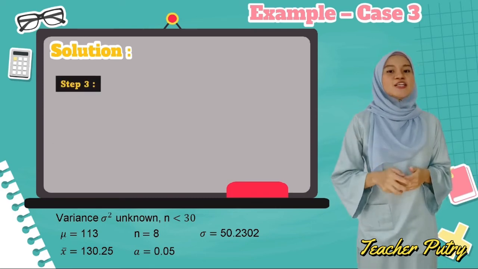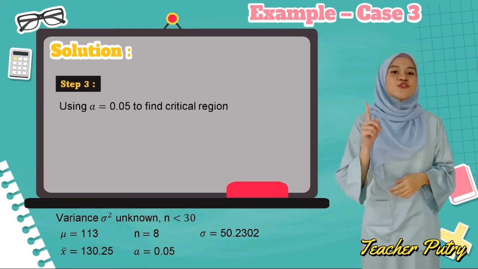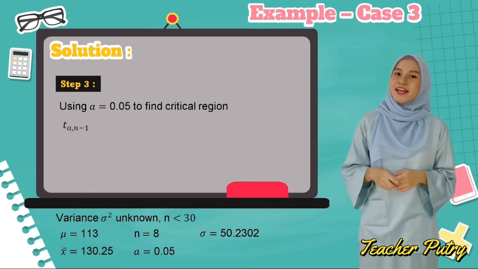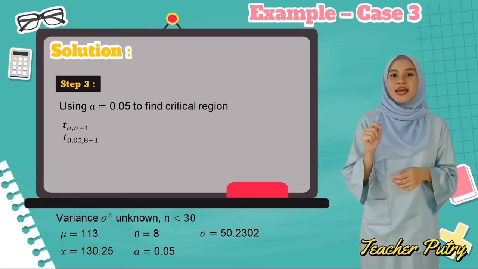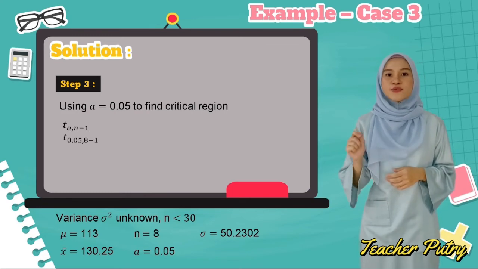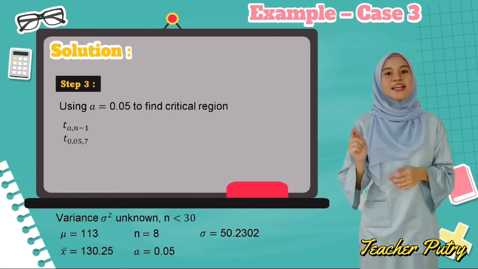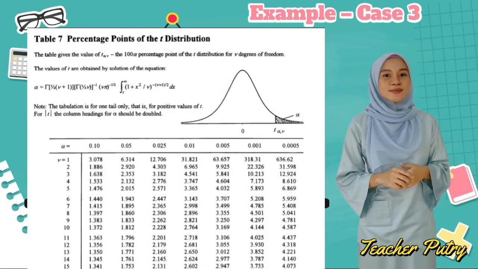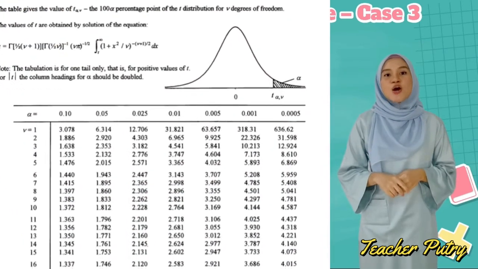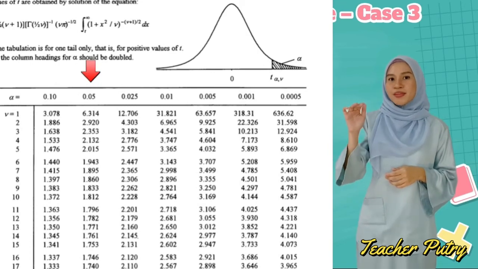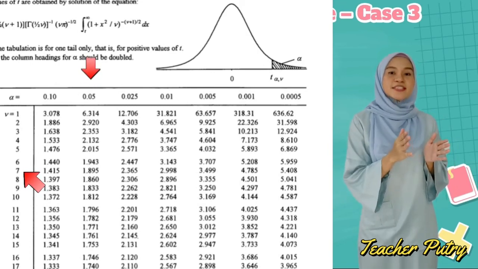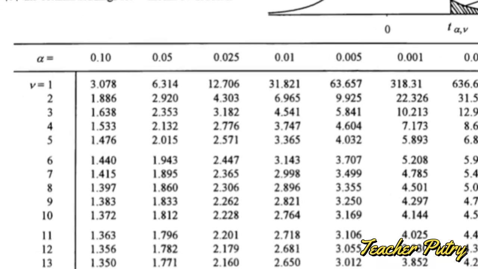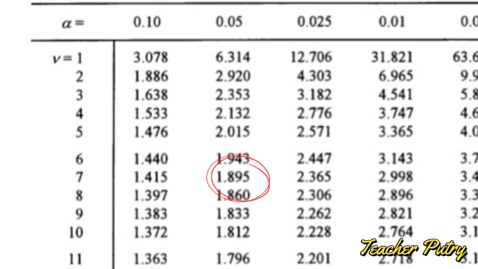Next, step 3. Use alpha 0.05 to find the critical region. So the formula is t alpha, n minus 1. Now we substitute the value alpha with 0.05, n equals 8, so 8 minus 1 equals 7. Now we'll find the value on the t-distribution table. The table for the t-distribution is table 7. First, we find 0.05 on top. Then we look for degrees of freedom 7 on the left side. So the value for t alpha 0.05, 7 is 1.895.